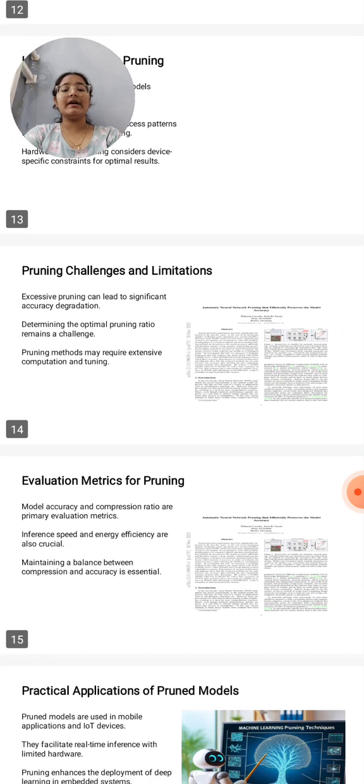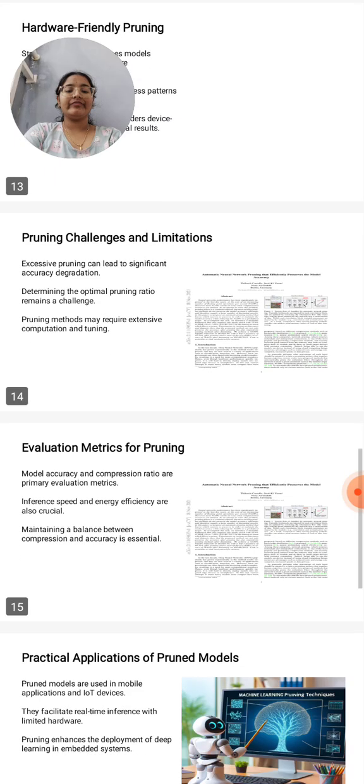The next slide is about pruning challenges and limitations. Excessive pruning can lead to significant accuracy degradation. Determining the optimal pruning ratio remains a challenge. Pruning methods may require extensive computation and tuning.